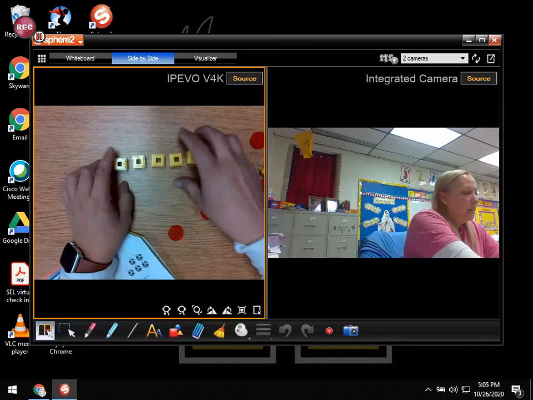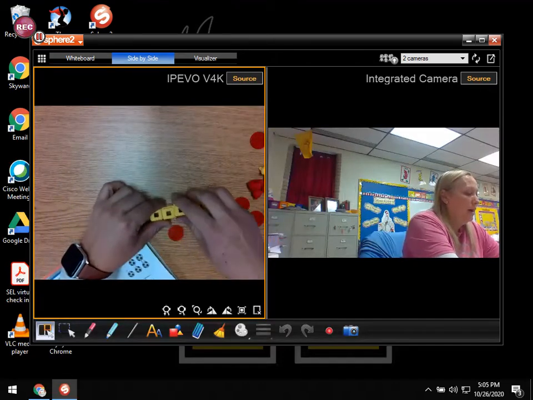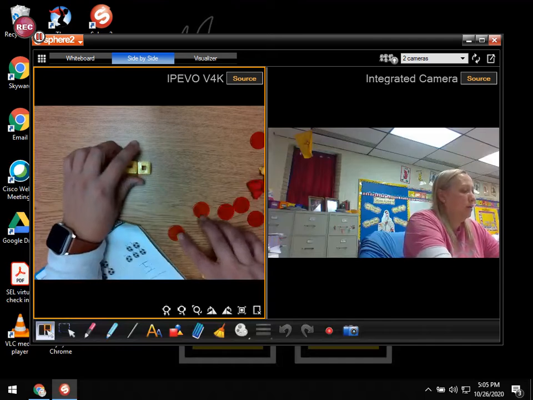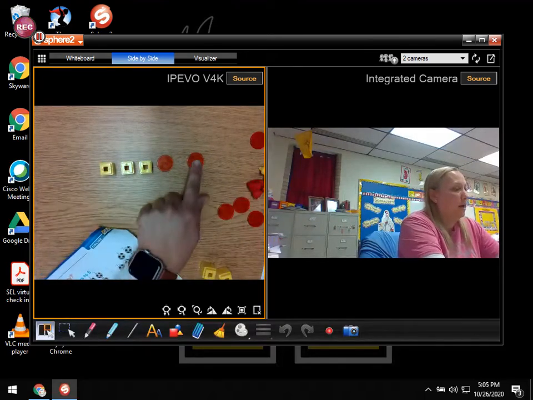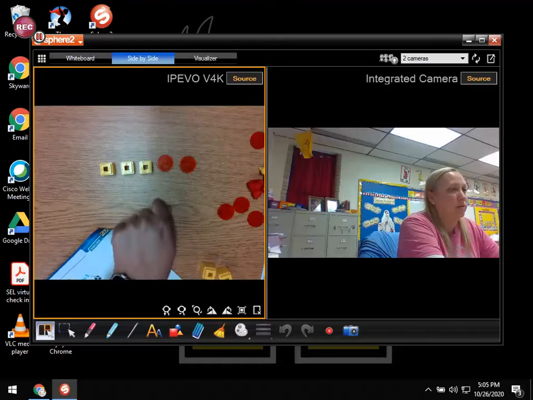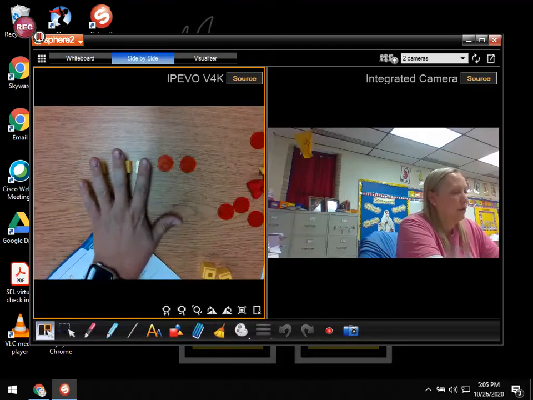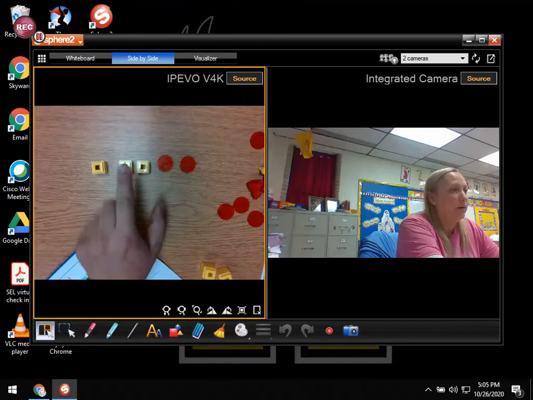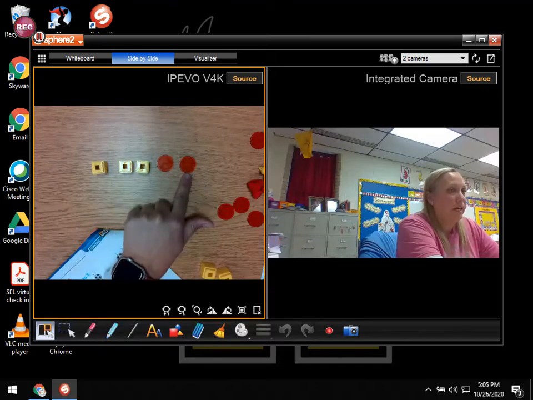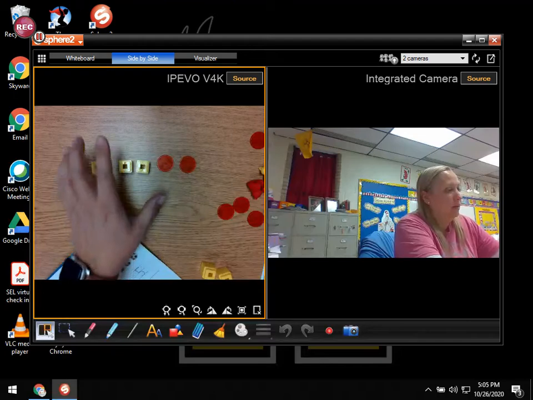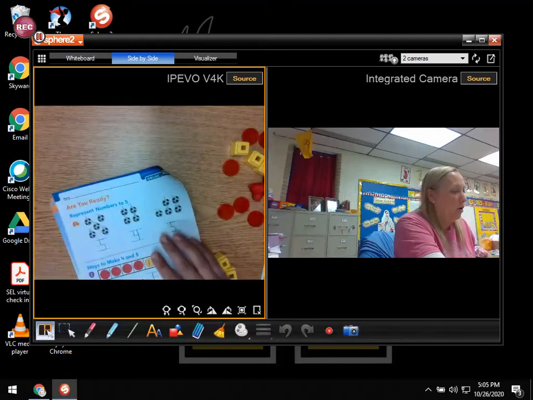Okay? So if I had this right here, I know that I have 3 yellows. So since I know I have 3 yellows here, then I would say 3, 4, 5 to count on. Okay? So that's what it means by counting on.